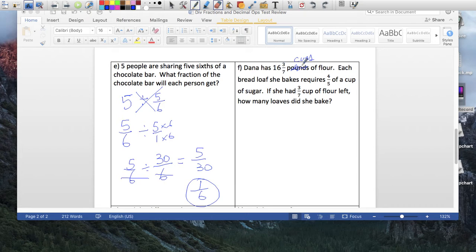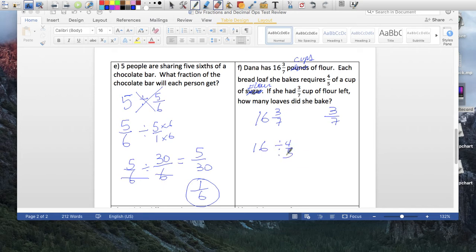Dana has 16 3/7 cups of flour. Each bread loaf she makes requires 4/5 cup of flour. All right, if she has 3/7 cup of flour left, how many loaves does she bake? That makes a little bit more sense. So again, it doesn't change the fact that out of what she had, this is left over, right? So if she has that left over, it means that she used 16 cups. We're going to divide that by 4/5, right?